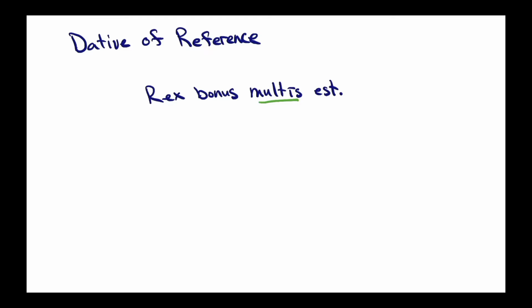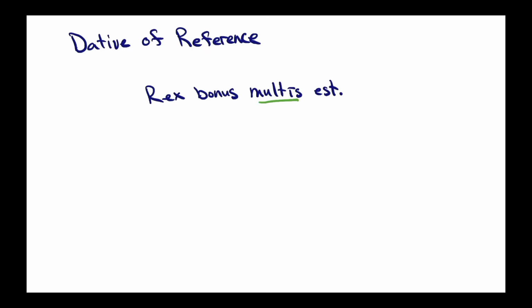Now, you might just translate this. You might guess that's the translation just because it's the dative case. And when you get a sense of what these cases are really about, this might come very natural to you without even knowing what the dative of reference is. So you might have guessed that. But again, that's what this is called, the dative of reference. So the example, the king is good to many.